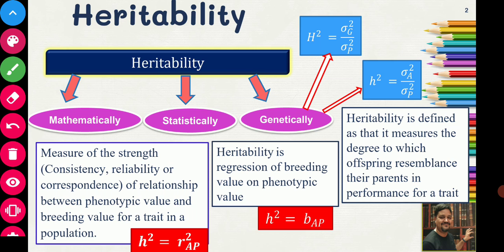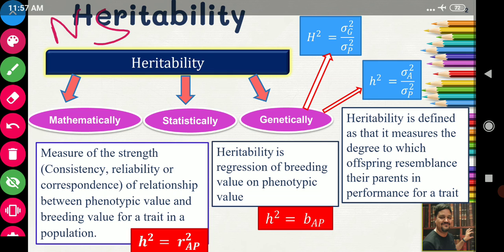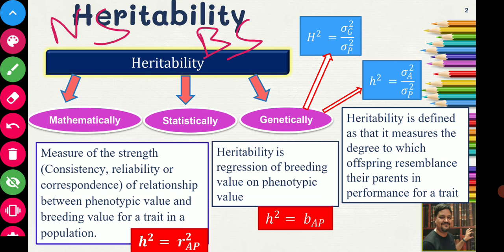So many of us are focusing mainly on the genetical definition. From the animal genetics point of view, the genetical definition is important, though statistical and mathematical definitions also have their own importance. Most of you may know that heritability can be defined genetically in two ways: the first is broad sense and the other is narrow sense. You might have heard or studied this in your theory portion.